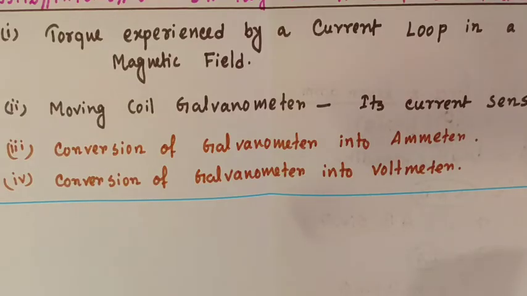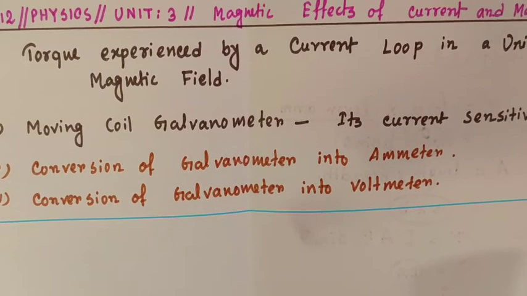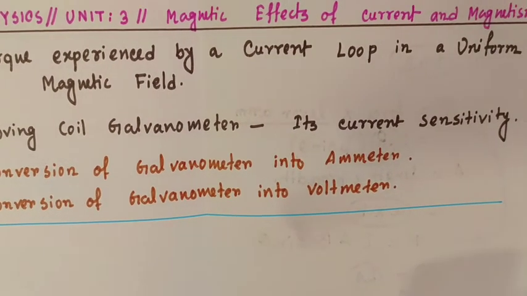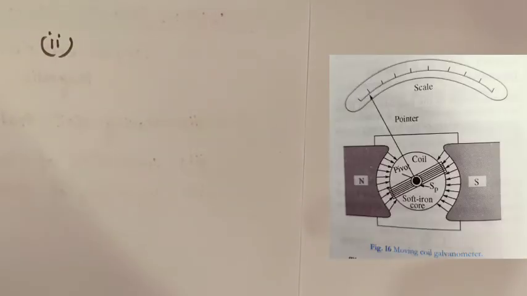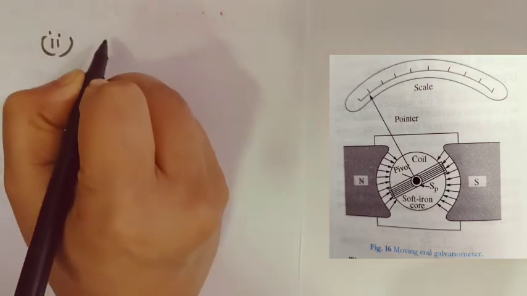Okay. Next, we move on to our next topic, the moving coil galvanometer and its current sensitivity. To understand the working of a moving coil galvanometer, first we have to know what a galvanometer is. The galvanometer is a device used in the construction of both the ammeter, a current measuring device, and the voltmeter, a potential difference measuring device. So what is a galvanometer?